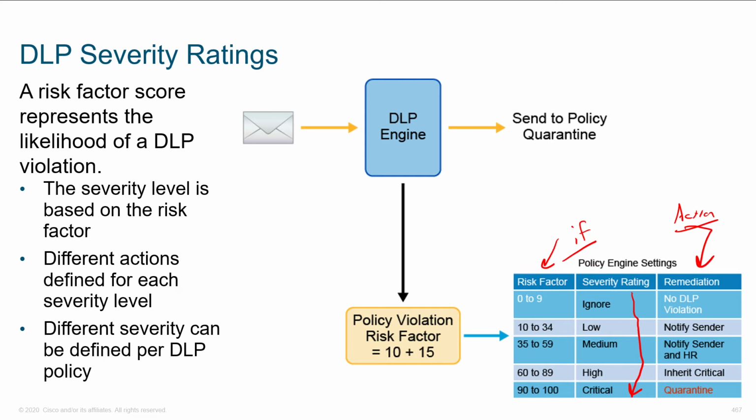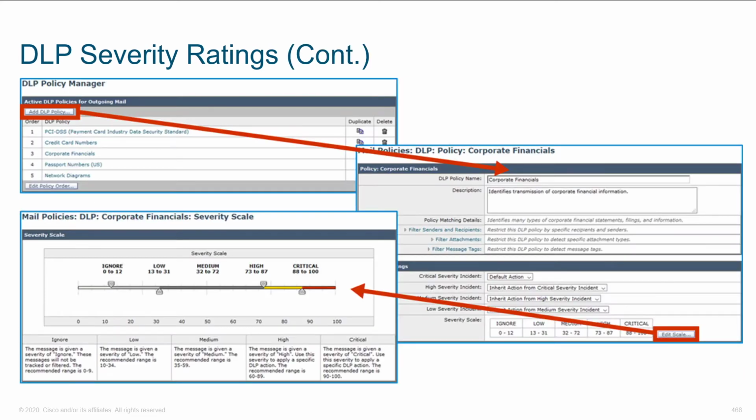That's all that there was to it. Now we're doing this based on a lot of different criteria. So the DLP Policy Manager, you can create different policies. Again, we've got the order, can be processed from top to bottom. We can look for things like PCI information, credit card numbers, corporate financials, passport numbers, network diagrams, etc.